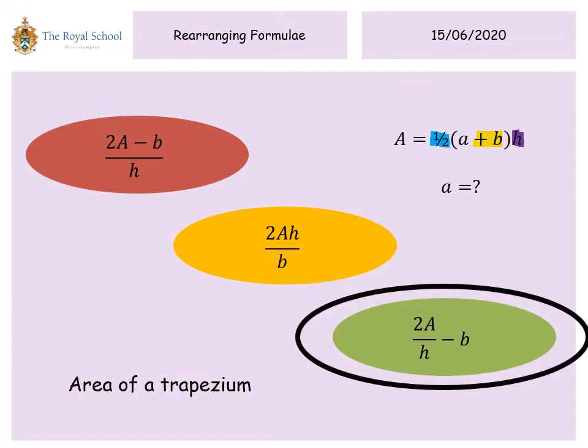Now, be careful with this one. It looks very similar to the one that we've got here in the top left, but we are definitely doing that division before we start taking away b. So it's the last one here. We can't have the b as part of that fraction. So be very careful on how that one's written.